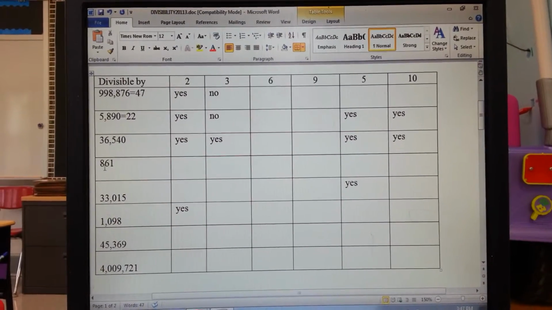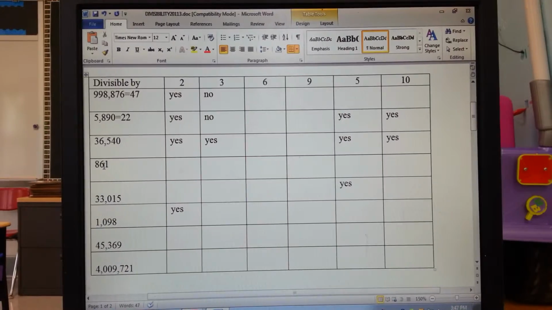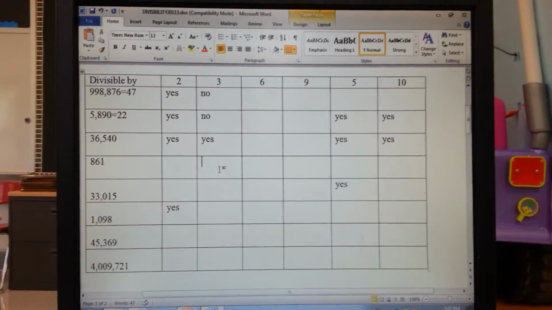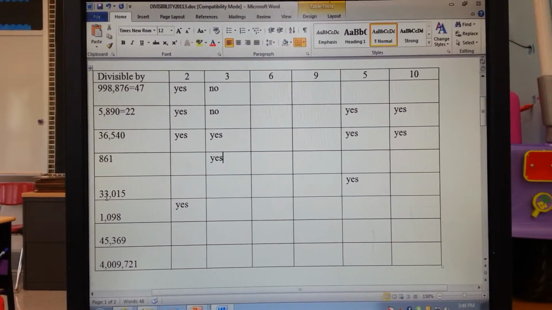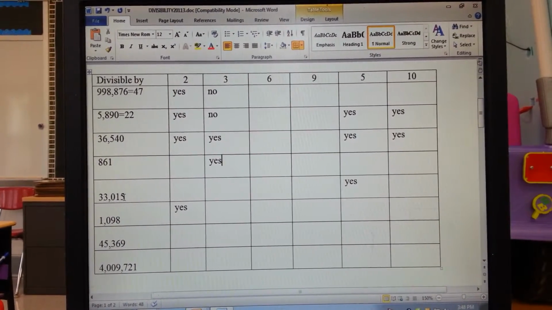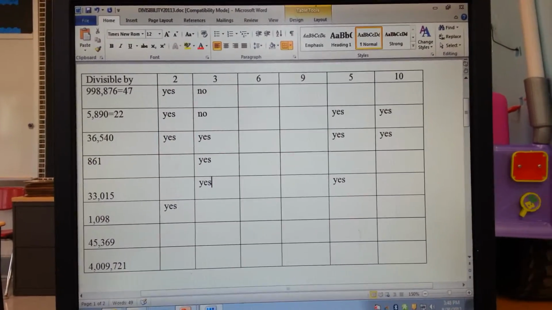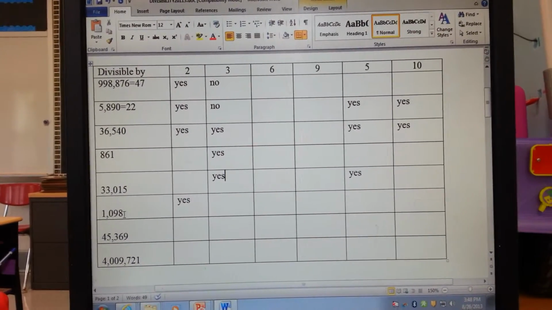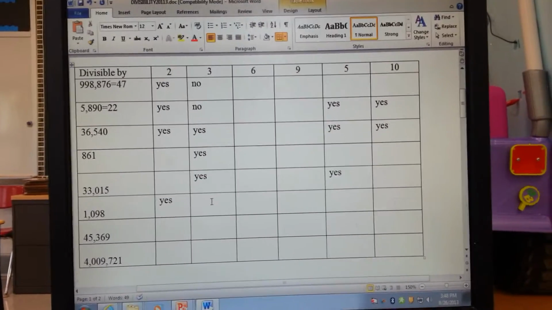Let's try this one. 8 plus 6 is 14, plus 1 is 15. 3 times 5 is 15. This is a yes. 3 plus 3 is 6, plus 1 is 7, plus 5 is 12. That's a yes. 1 plus 9 is 10, plus 8 is 18. 3 times 6 is 18, so that works.